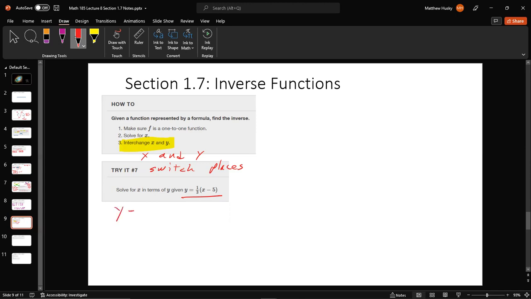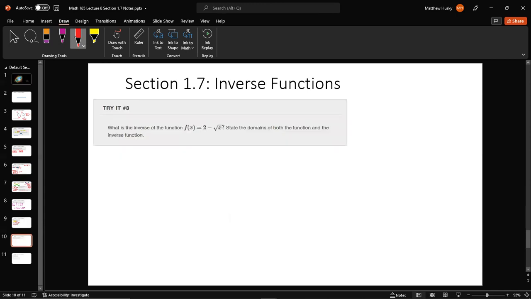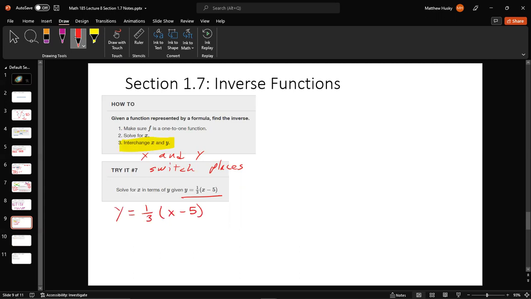So we're going to say y equals 1/3 x minus 5. What we're going to do is swap places with x and y. So we're going to say, okay, x equals 1/3 y minus 5.